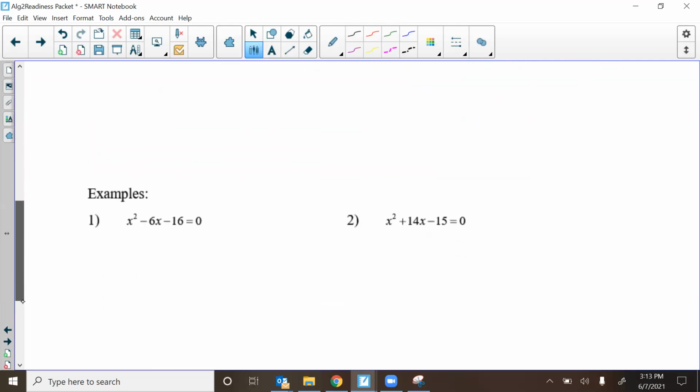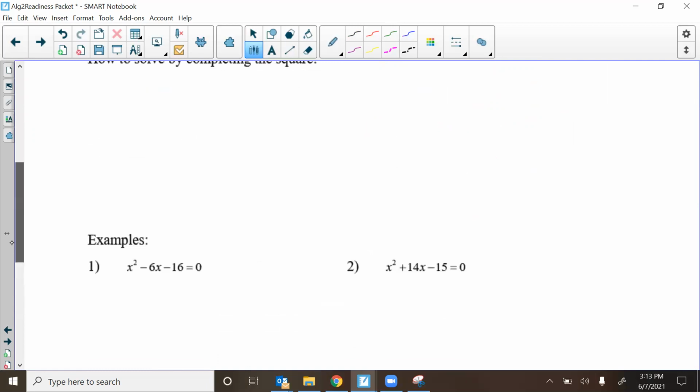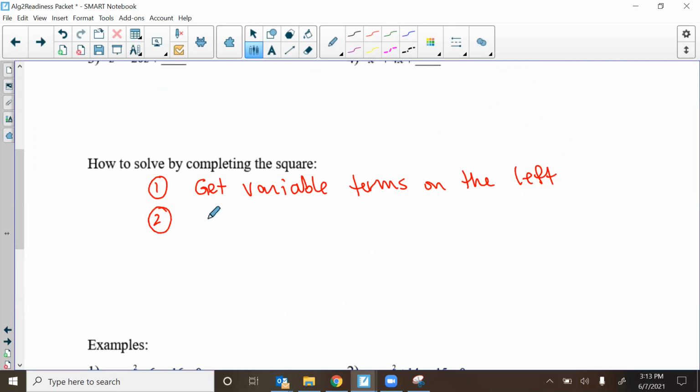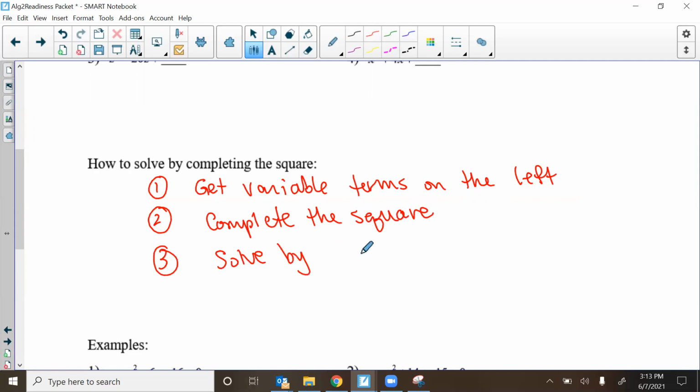So let's try one of them. So first, you want to get your variable terms on the left. Then you want to complete the square. And then lastly, we will solve by square roots.